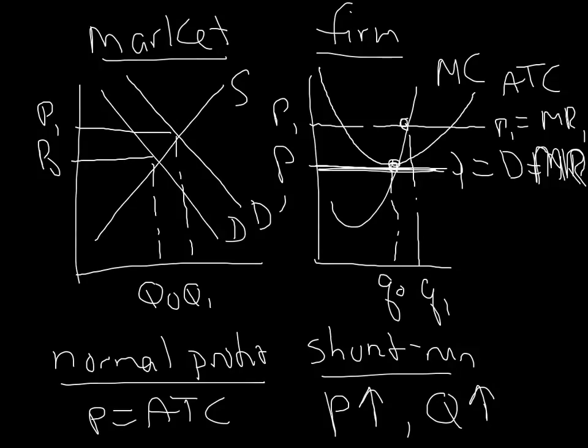But things are going to change because right now if we look at the firm, we have an economic profit. It's greater than zero. If we look at the Q1 quantity, we know it's going to be the intersection of Q1 and the ATC curve. So at that point I just drew in, since price P1 is higher than ATC, there's an economic profit. So the question is, what happens when there's an economic profit?